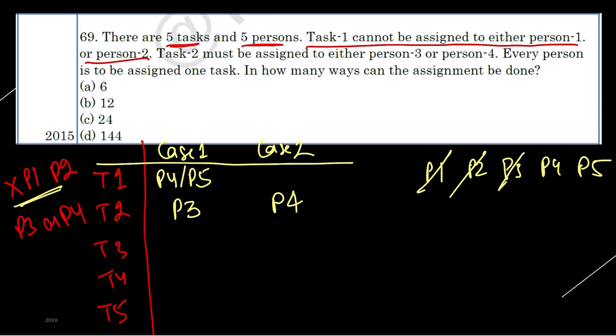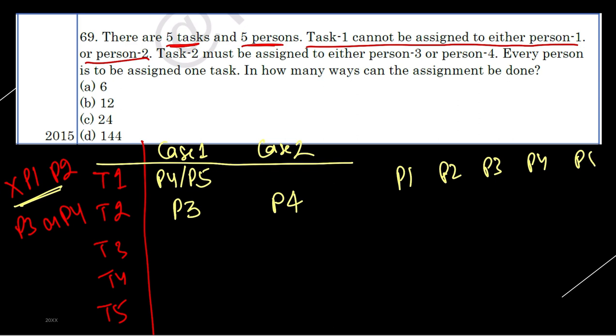I hope it is clear. Now two people can do it, either P4 or P5. Again I'm writing it here: P1, P2, P3, P4, P5. P3 is doing task number 2. Suppose P4, or either one of these, is doing task number 1. How many people can do task number 3? 3 people, either P1, P2, or P5. So 3 people are available to you who can do task number 3. So one person is again gone.